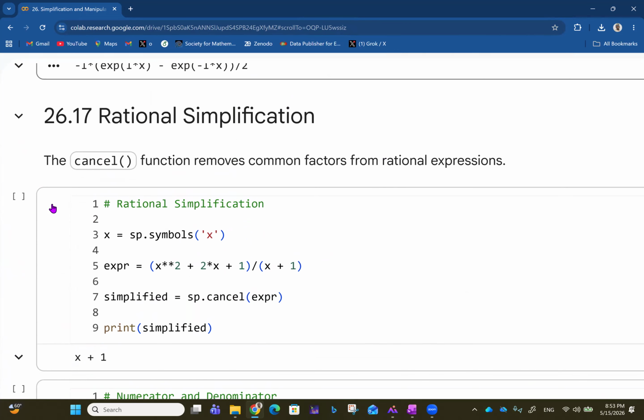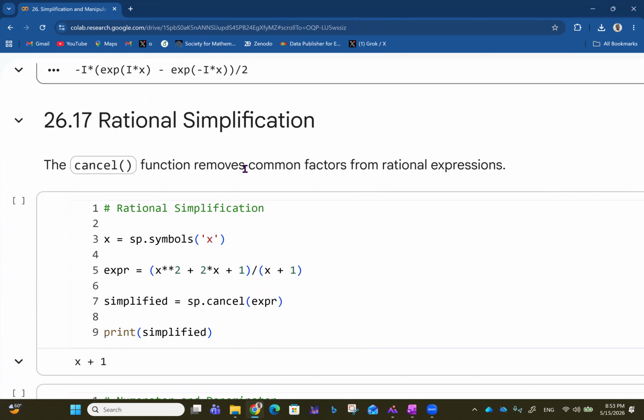Then we have rational simplification. The cancel function removes common factors from rational expressions. So for rational expressions, imagine you have x squared plus 2x plus 1, which is x plus 1 times x plus 1, all over x plus 1.